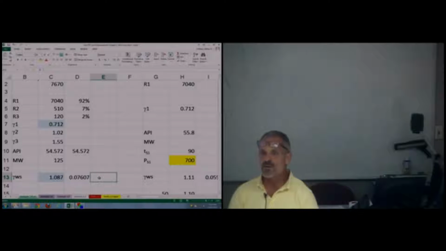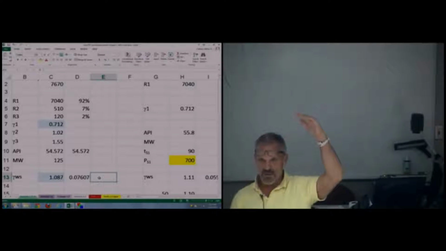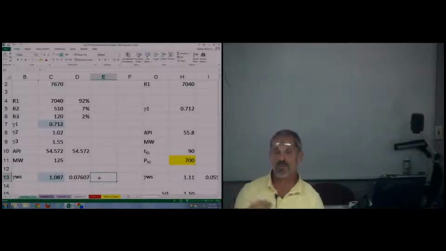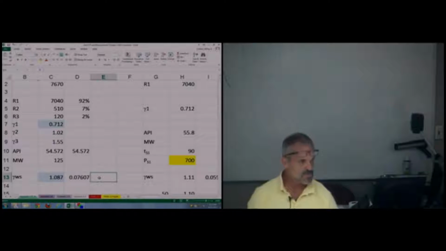Basically, I don't care too much about what happens between the top and the bottom. I'm interested in the fluid at reservoir conditions and at surface conditions. And my formation volume factor can always convert one to the other.